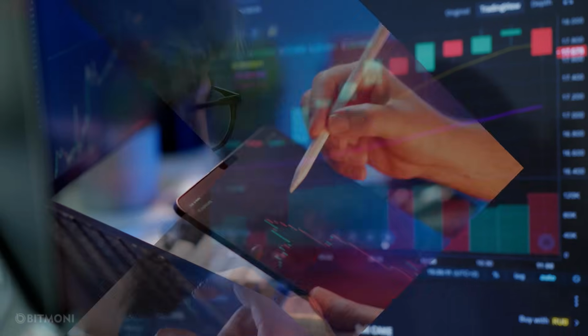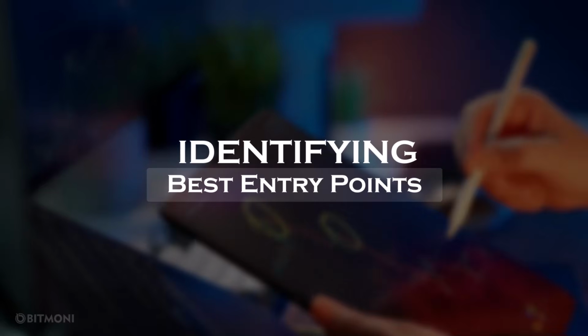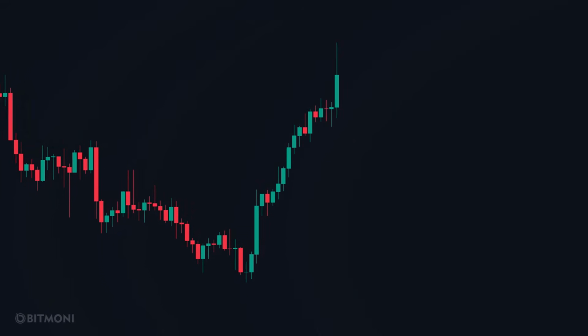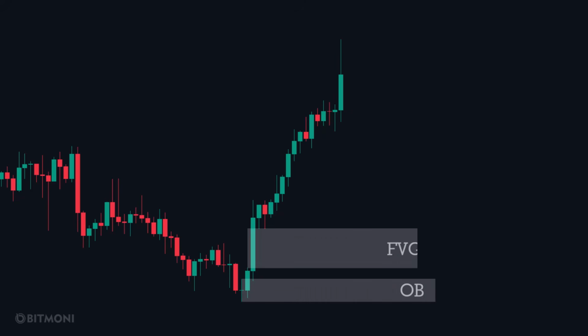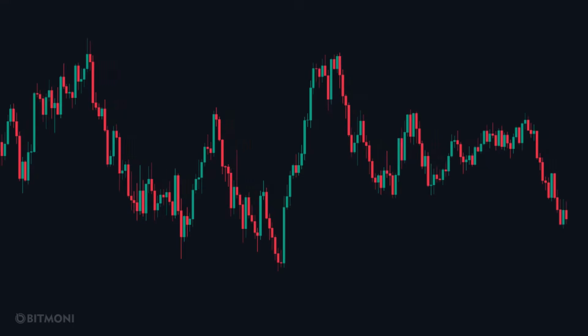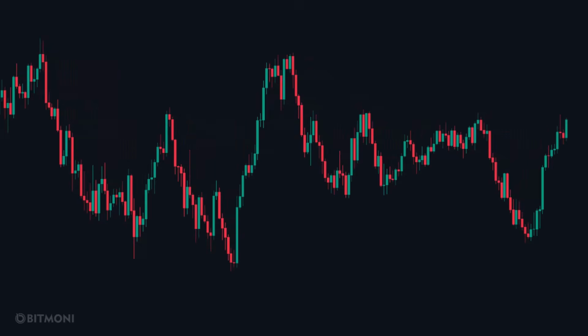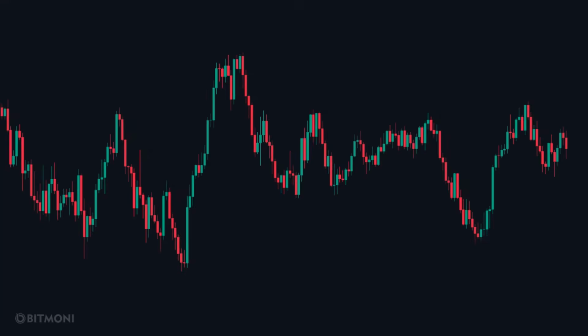As a trader, one of the most critical challenges you may face is identifying the best entry points. For many smart money traders, the main difficulty lies in deciding whether to use order blocks or fair value gaps as their point of entry. In this video, we will remove the confusion by outlining the specific market conditions where each method performs best.